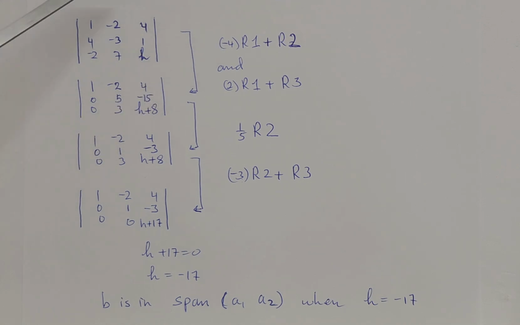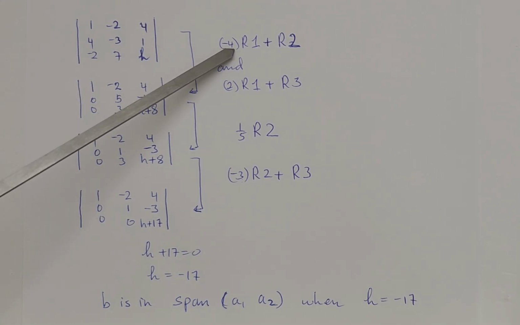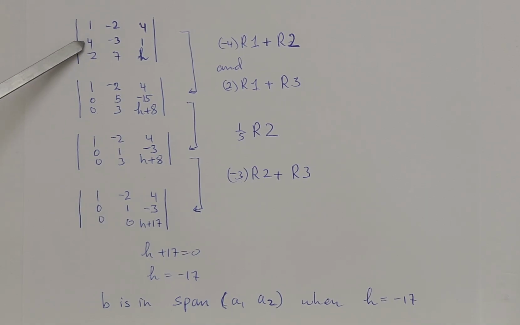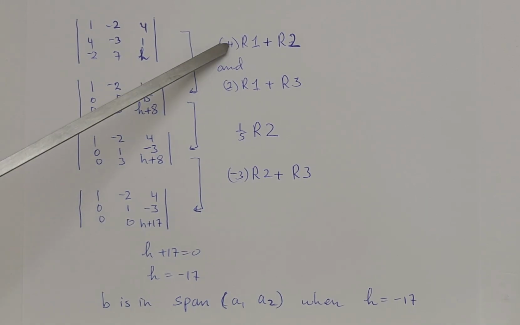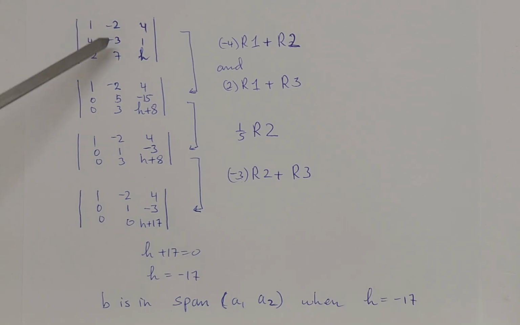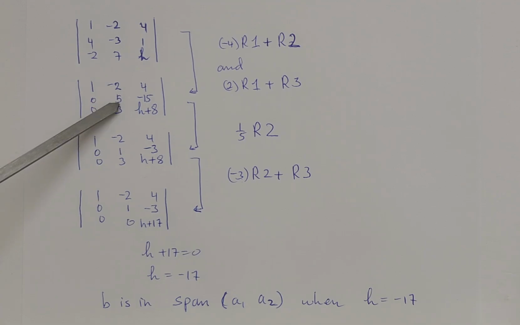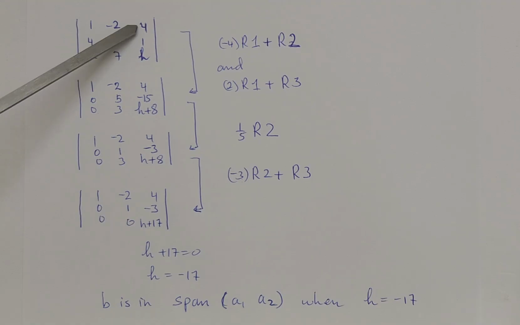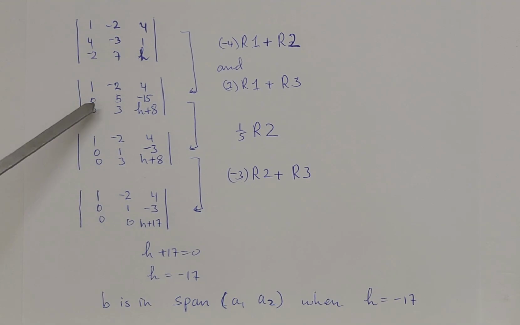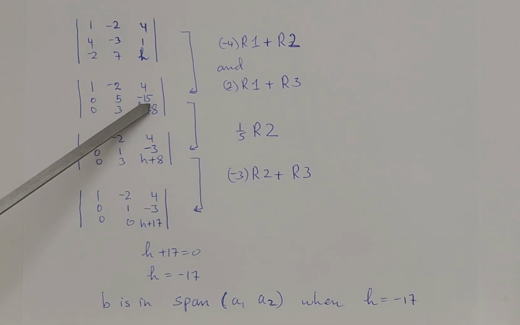So -4 times 1 is -4. -4 plus 4 gives me 0. -4 times -2, +8. 8 subtract 3, 5. -4 times 4, -16. 16 subtract 1, -15. So the second row now becomes 0, 5, -15.